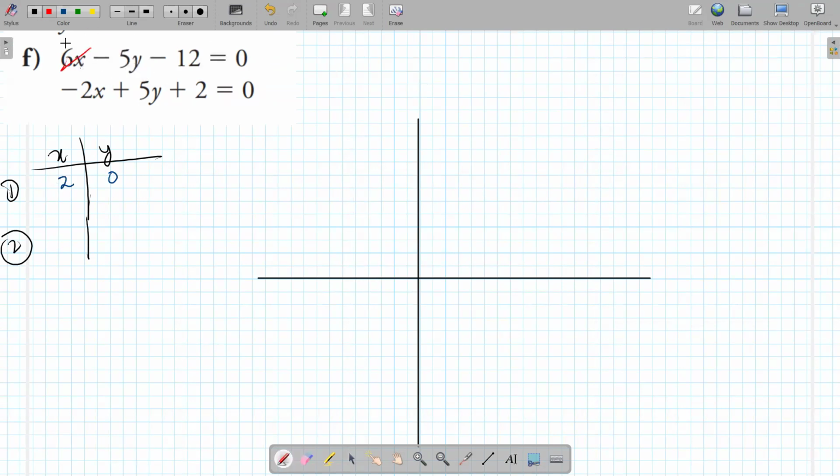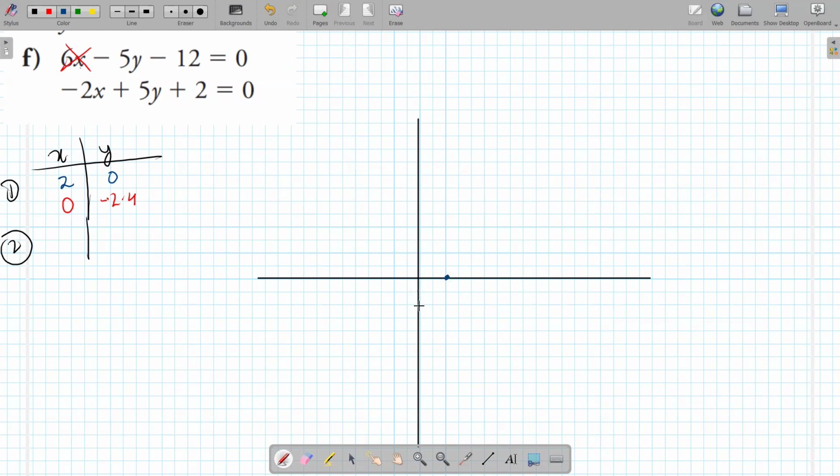Similarly, y-intercept is when x is 0. So if this is 0, y will be negative 2.4. You divide 12 over negative 5. So x is 2, 0. So that's our point, and the other one is 0, negative 2.4.